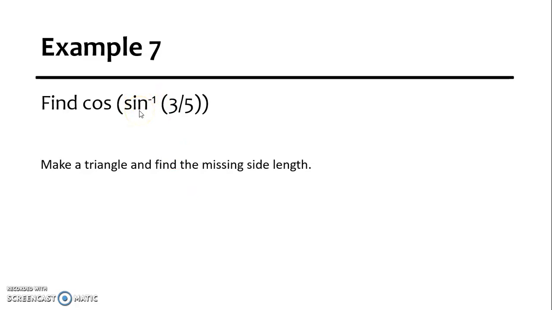So start by drawing a right triangle, mark an angle as theta, and then use this fraction to label two of the sides of your triangle. Then use the Pythagorean theorem to find the third side. So pause the video and do that, and then press play to make sure you're right. Then we'll talk about the next thing you need to do.